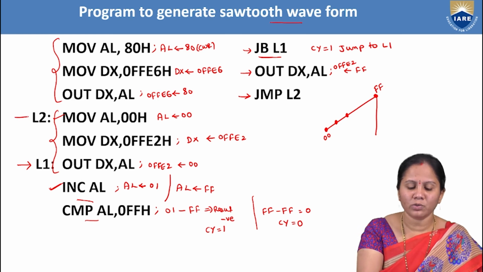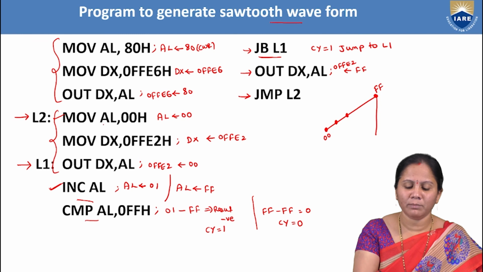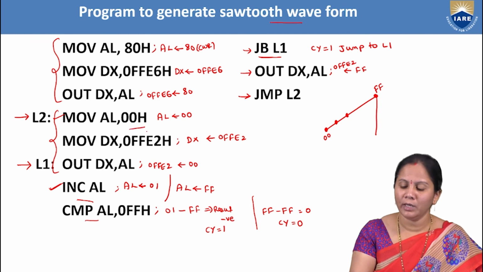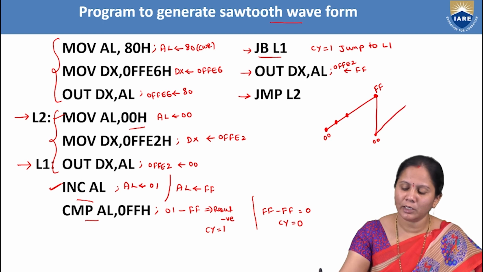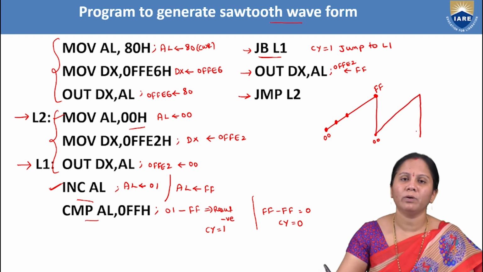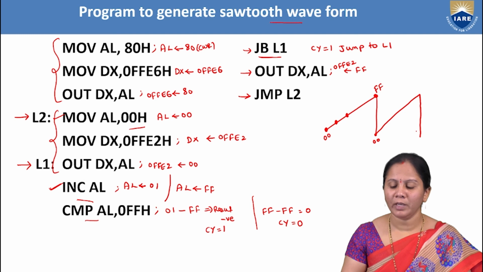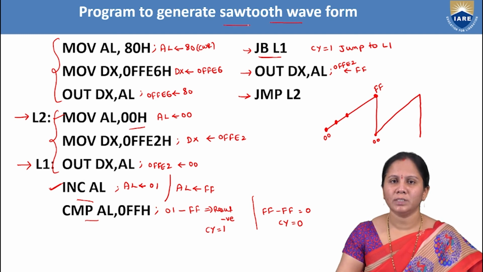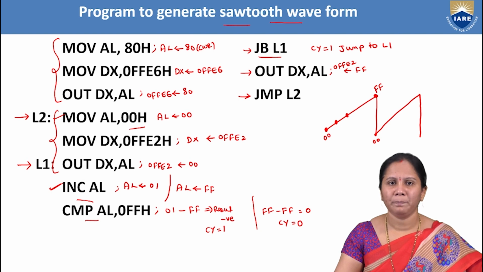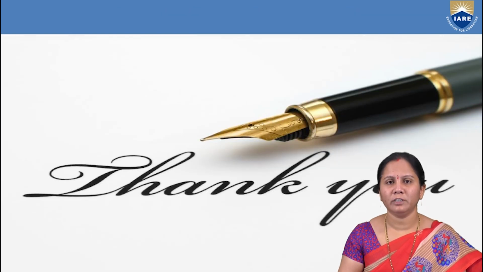So if the control goes to the label L2, the same 00 again. Okay. So again from 00, the next cycle of the sawtooth waveform will be generated. Okay. So this is how we have to write the assembly language program to generate a sawtooth waveform. So this is how we have to interface a DAC, that is a digital to analog converter, to the 8086 microprocessor.